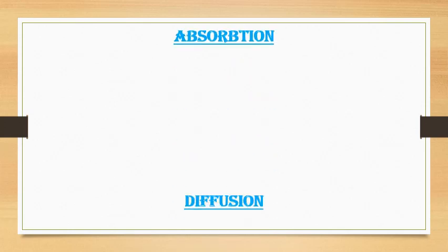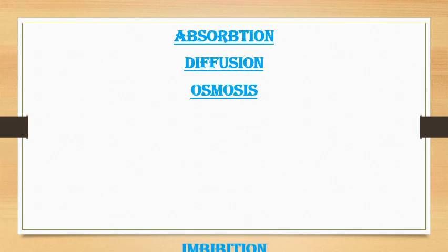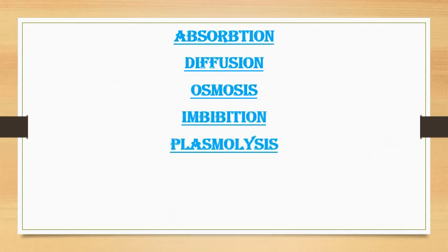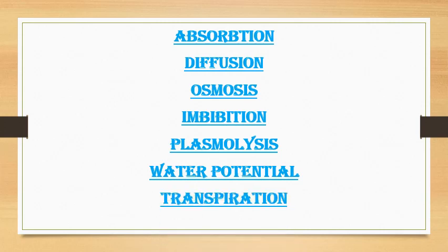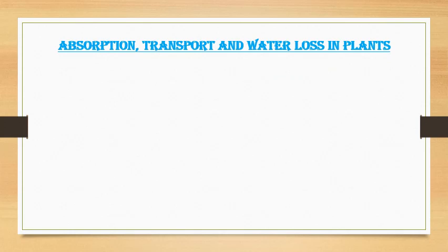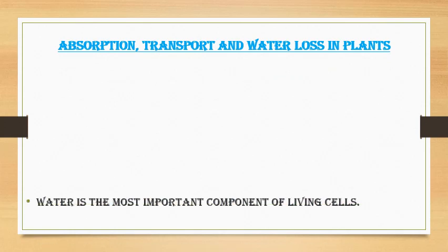Hello everyone, this is chapter 8 of level 2. Here we will discuss absorption, diffusion, osmosis, imbibition, plasmolysis, water potential, transpiration and guttation. So, absorption, transport and water loss in plants.